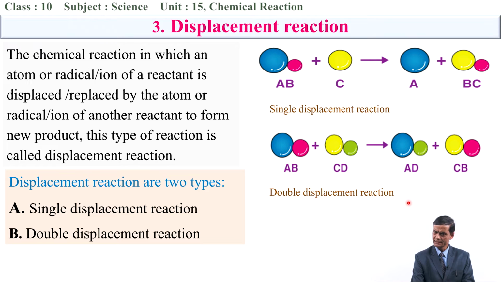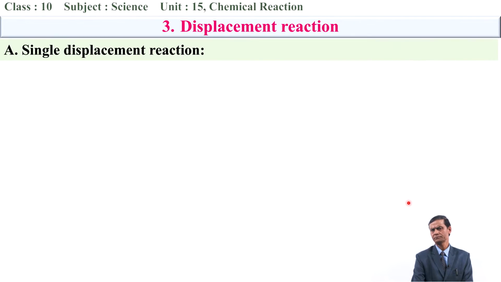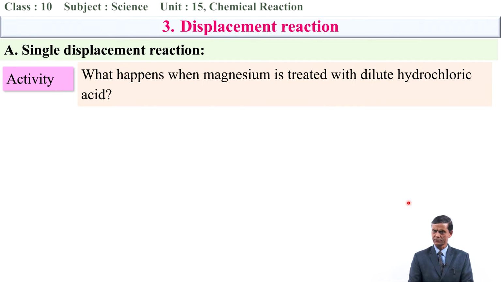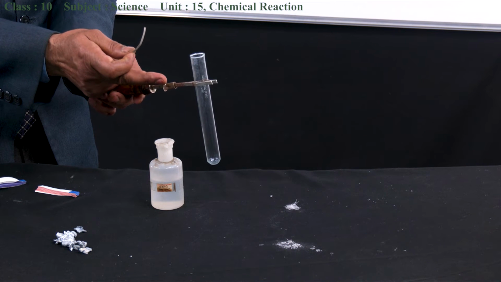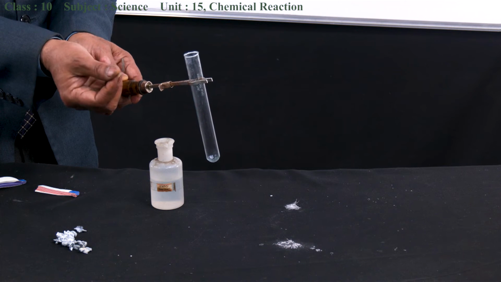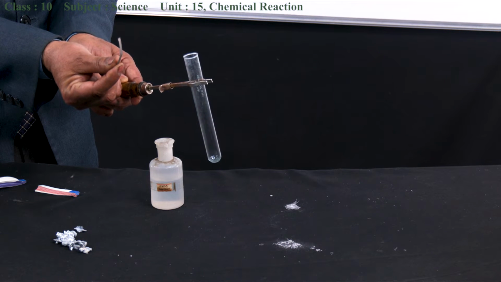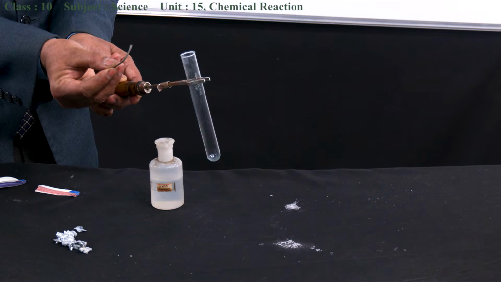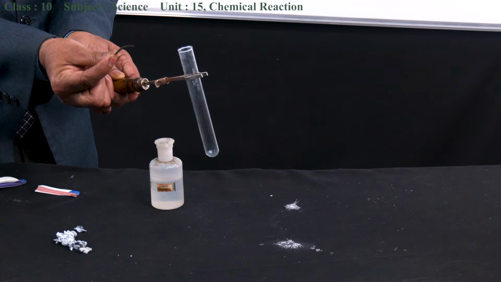So let's discuss single displacement reaction and some examples of it. Dear student, to observe a single displacement reaction, let's perform one simple activity. Look here. Here is one test tube and here is one metal. Which metal is it? This is magnesium metal, isn't it?